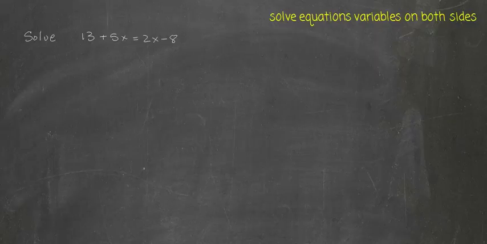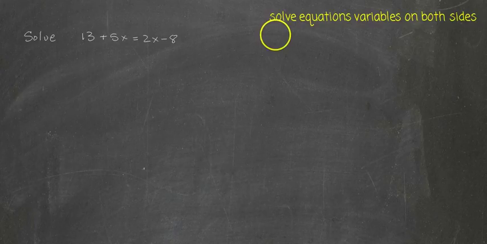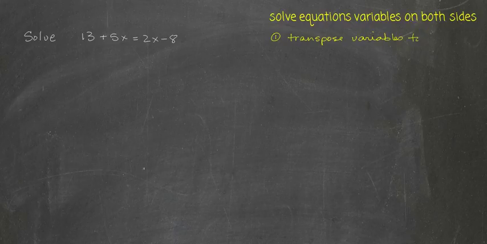So now the last step in learning to solve equations, and that is, what do you do if you have a variable on both sides? Well, the first step is to make sure all your variables are on the same side. So you're going to transpose, using the same rules we're already used to, we're going to transpose variables to the same side of the equal sign.